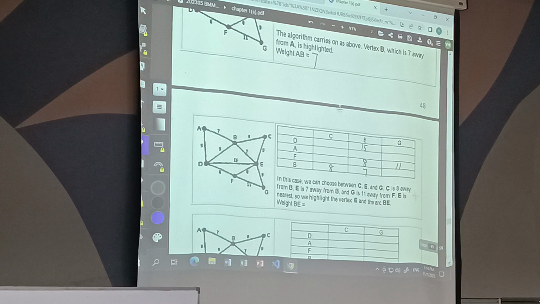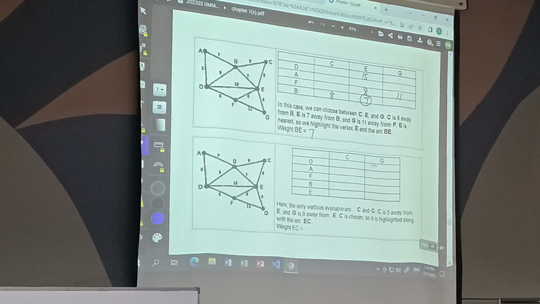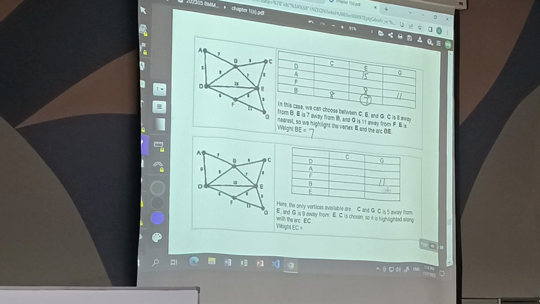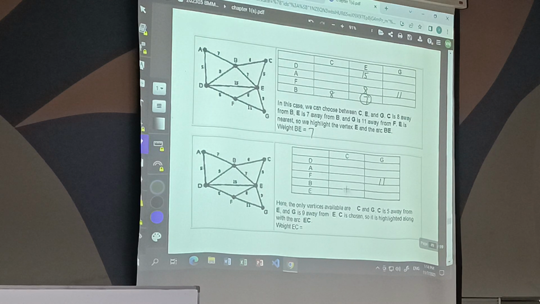Minimum is 7. So we have BE equal to 7. Now E becomes the 5th row. So we have DE, no more already. FG, FG is 11. BC, BC we have 8. E to C is 5. E to G is 9.